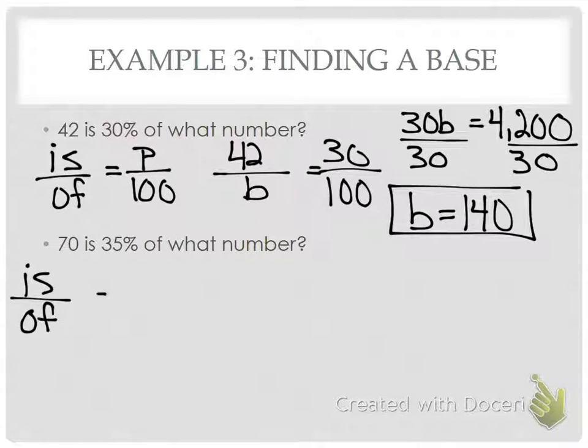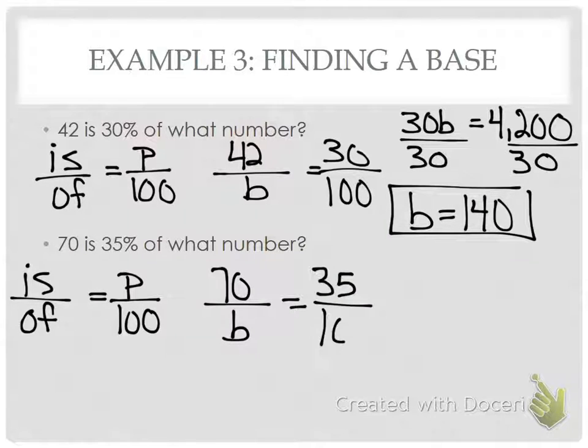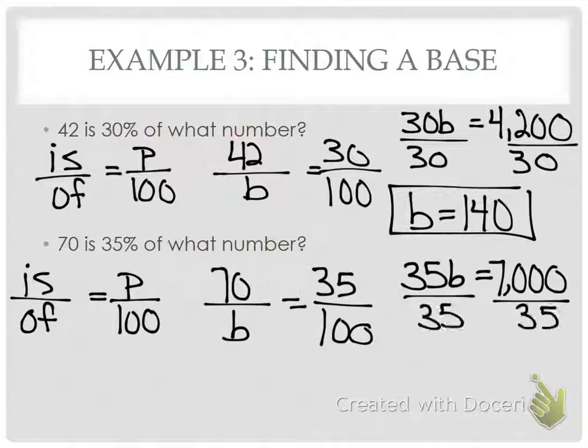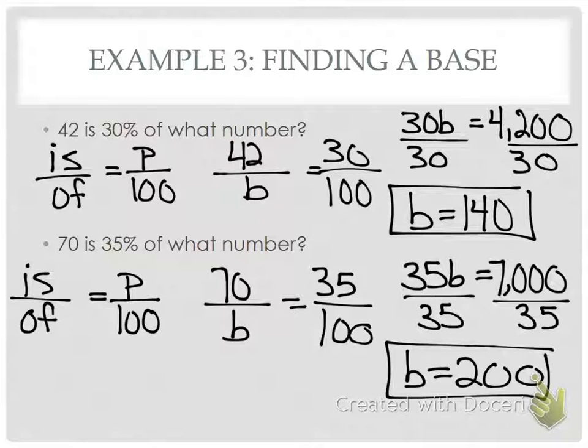We'll see. All right. So 70 over B equals 35 over 100. Look at that. You got it right. Good job. 200. Who got it right? Raise your hands. Good job, guys.